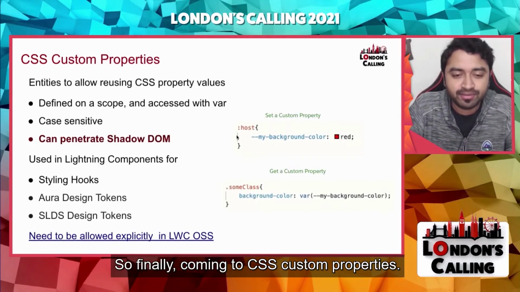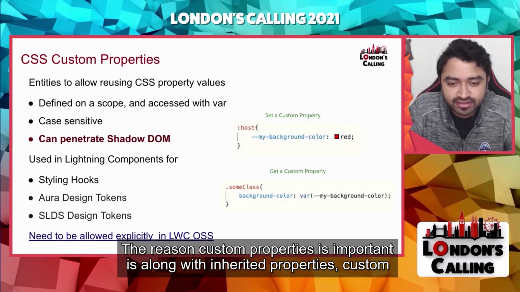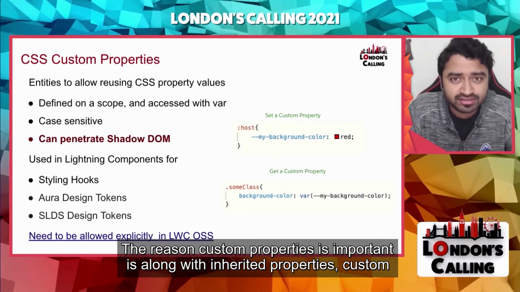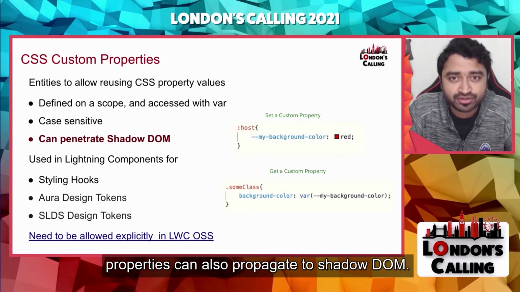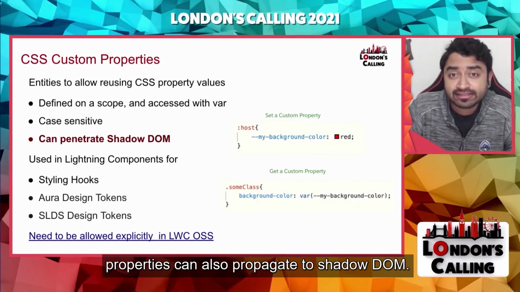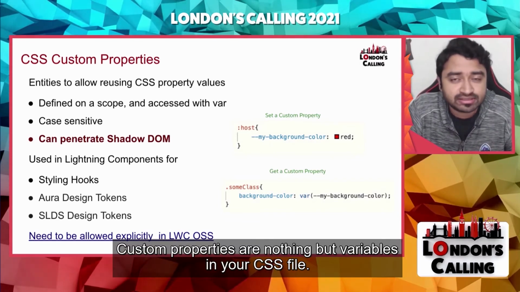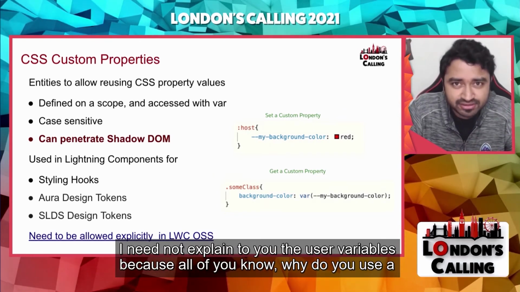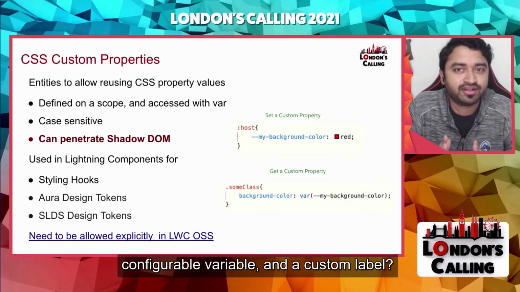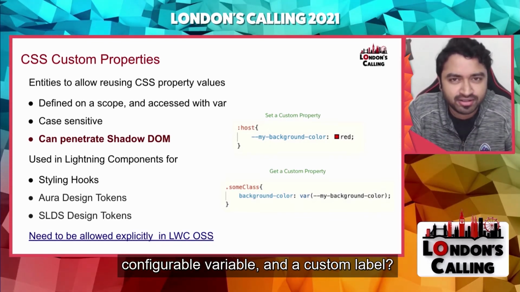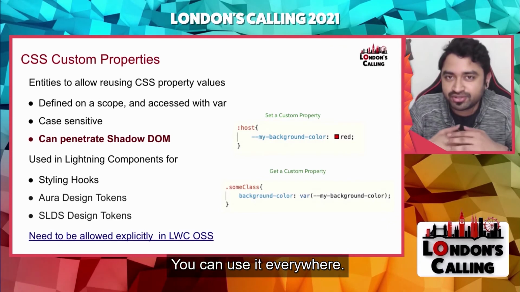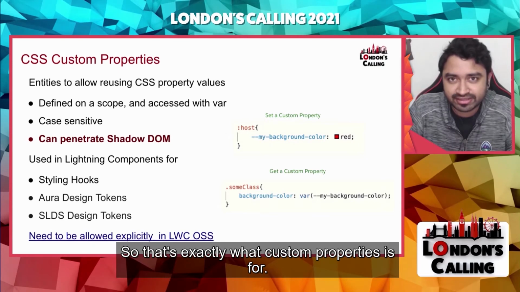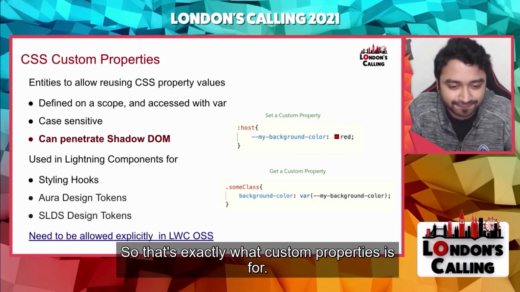So finally, coming to CSS custom properties, the reason custom properties is important is, along with inherited properties, custom properties can also propagate through Shadow DOM. And custom properties are nothing but variables in your CSS file. Now, I need not explain to you the use of variables because all of you know it. Why do you use a configurable variable? Why do you use a custom label? Because you define it once, you can use it everywhere. And if you make the change in one place, it affects all the components. So that's exactly what custom properties is for.